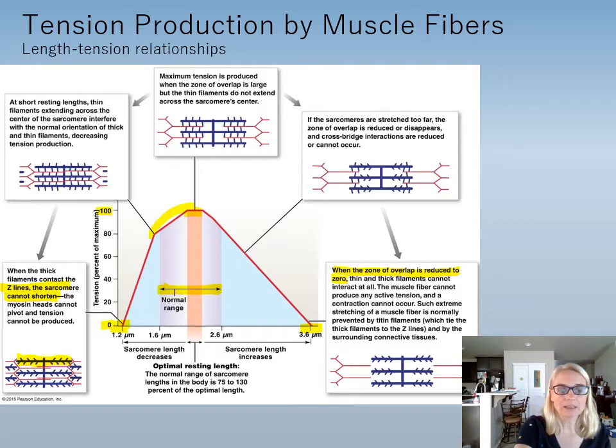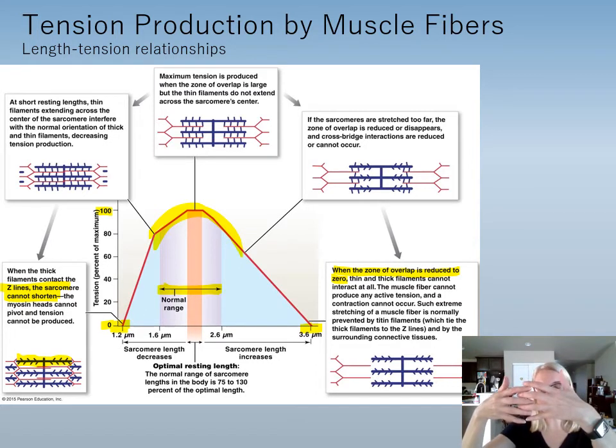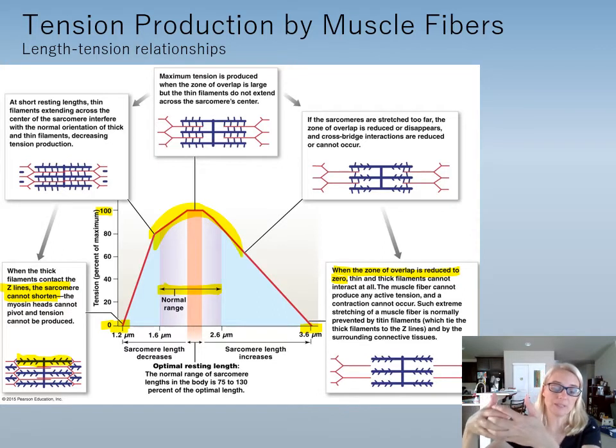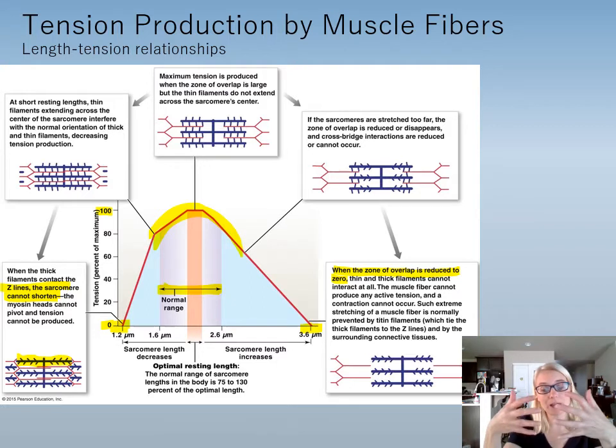We are more likely to hang out in this optimal normal range where we have some overlap to have actual interaction, but we also have some distance between the thick filaments and the Z discs to allow for tension to actually be produced. Okay, so that's one factor. And this factor doesn't really change much. So it's set based on the anatomy of your body.